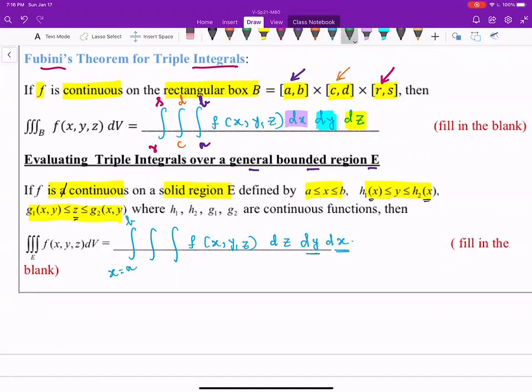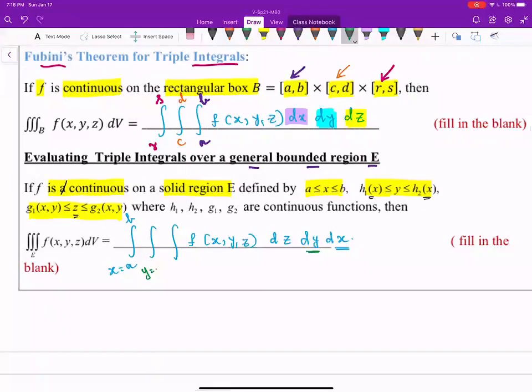Then dy, the inner one: y runs from h1 of x to h2 of x, between two functions. Then we have z, which is the innermost. The z variation is from g1 to g2, g1 of x, y to g2 of x, y.